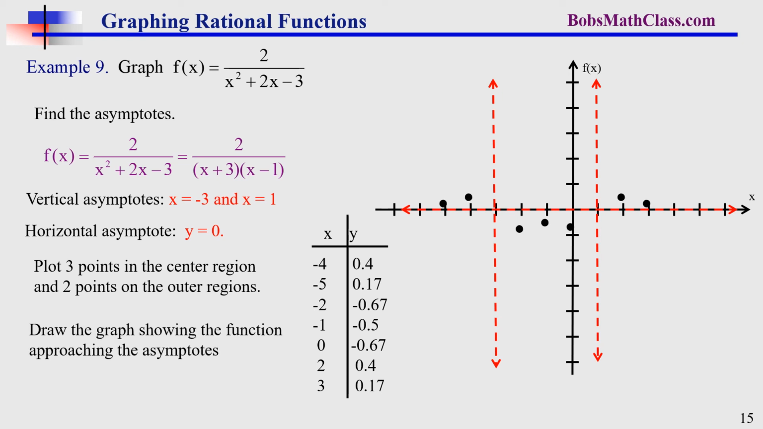So there's my points. So we could see to the very left, it's going to be above the x-axis. To the very right, again above the x-axis, and in the middle, looks like a U shape going down. So again, when I draw it in, I'm going to try to get close to the asymptotes. And there's our graph.